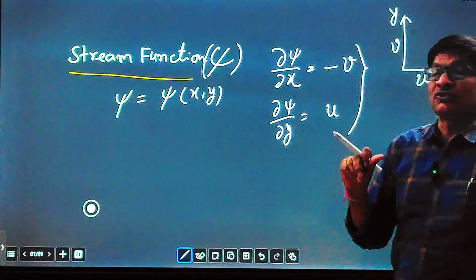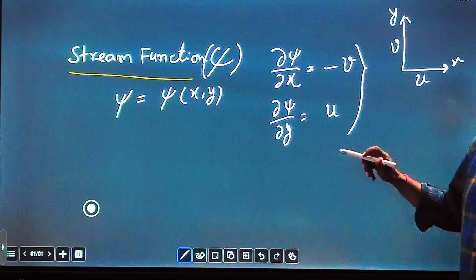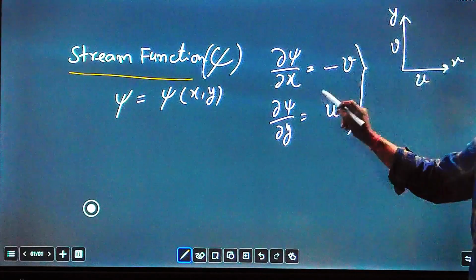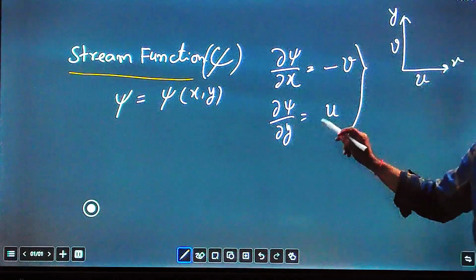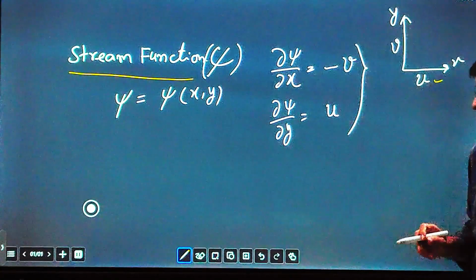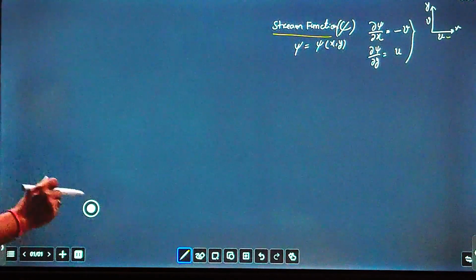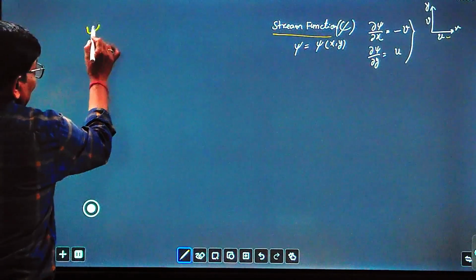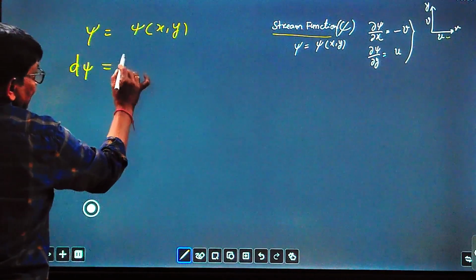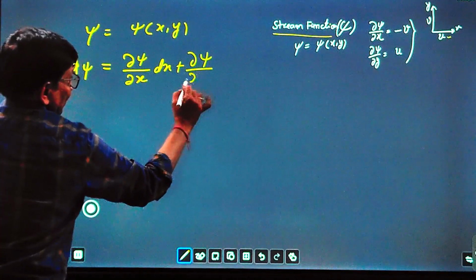It is a mathematical postulate, a mathematical function psi defined in such a way in the flow field that the partial derivative along the x direction gives the velocity along the y direction, and the partial derivative about the y direction gives the velocity along the x direction. So this fits the flow field. Now, since psi is a function of x and y, we take the total derivative. d psi can be written as del psi over del x dx plus del psi over del y dy.